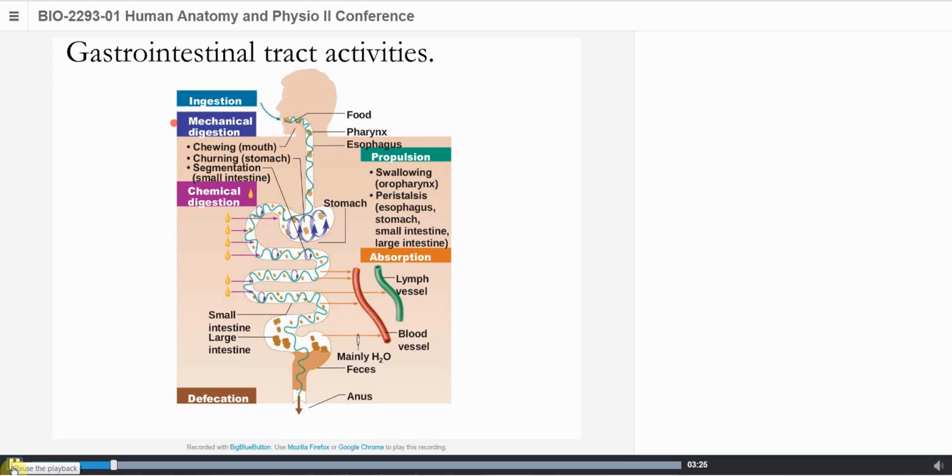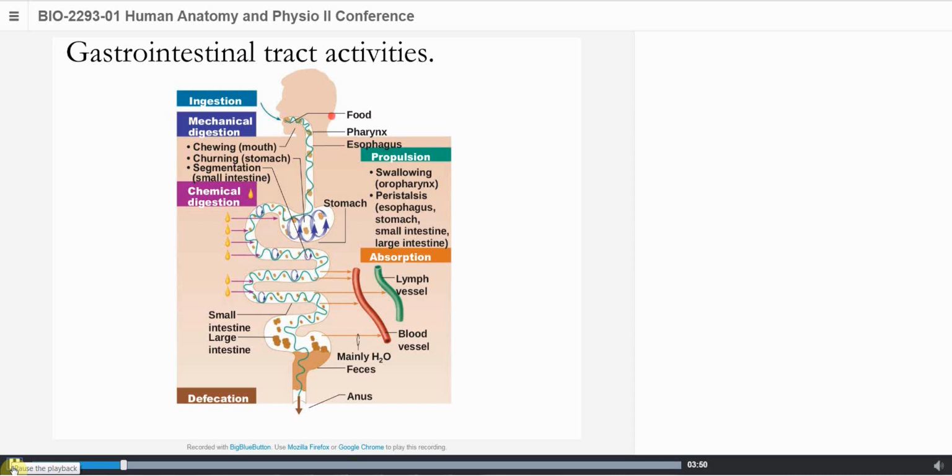Okay? Chemical digestion is literally breaking down the chemicals in what you've consumed, okay? So it's either pH that denatures proteins or enzymes that break down one of the 4 main macromolecules: lipids, carbohydrates, proteins, and nucleic acids.